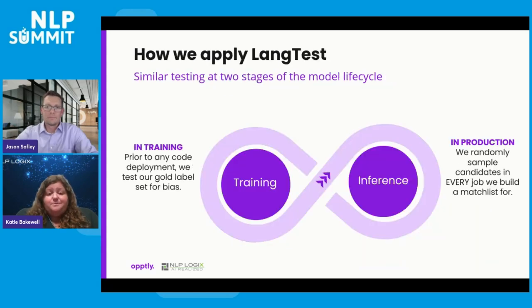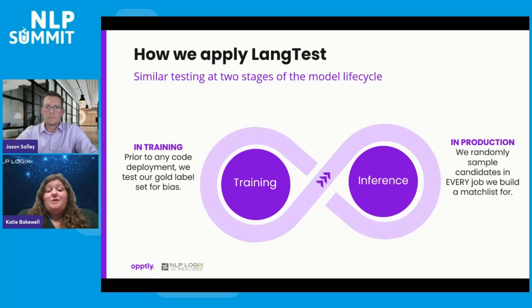So what that let us do is establish a baseline and an understanding for where we were comfortable. So we apply LangTest in 2 stages of the model lifecycle. We do it in training. Anytime that we're going to release new code, we can test this on our gold label set for bias. So we can go back and say, is there any bias in what we're seeing in that training model? And technically, we're not updating the model. I'm confident that our model doesn't have that bias in it.